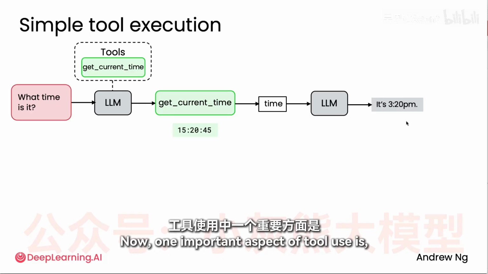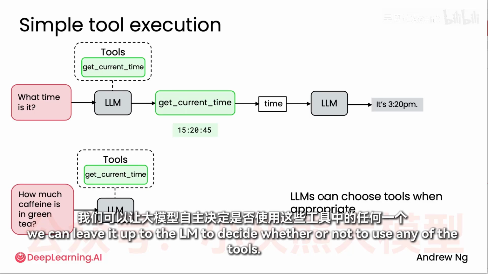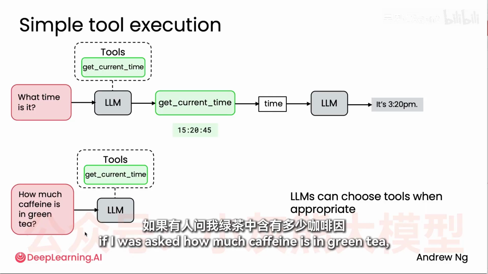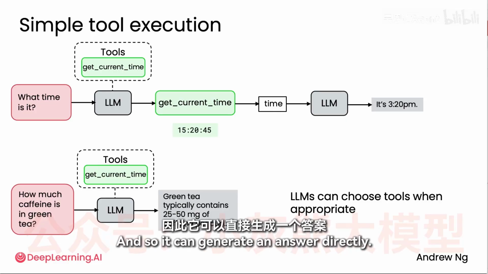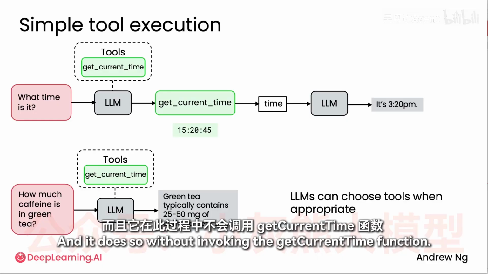Now, one important aspect of tool use is we can leave it up to the LLM to decide whether or not to use any of the tools. So for the same setup, if I was to ask it how much caffeine is in green tea, the LLM doesn't need to know the current time to answer this, and so it can generate an answer directly. Green tea typically has this much caffeine, and it does so without invoking the getCurrentTime function.